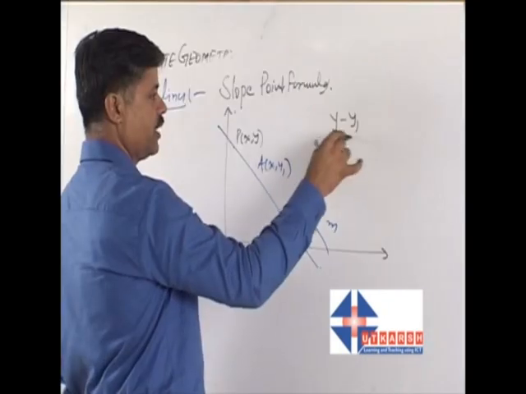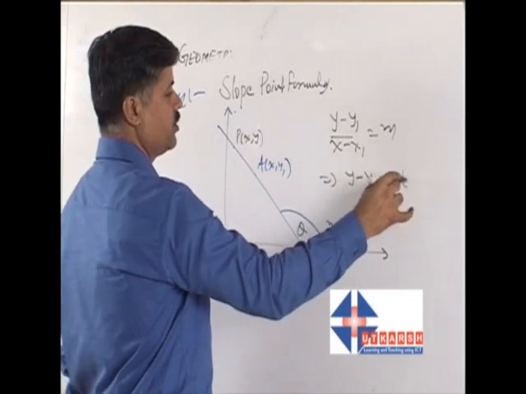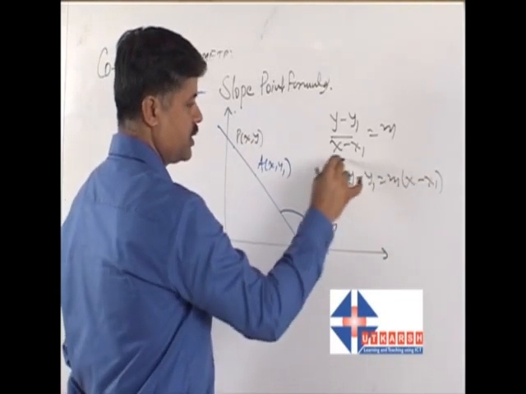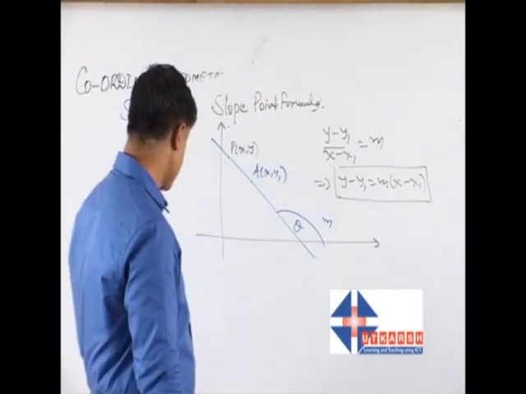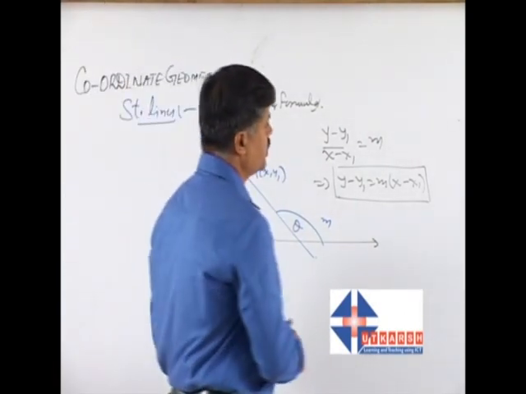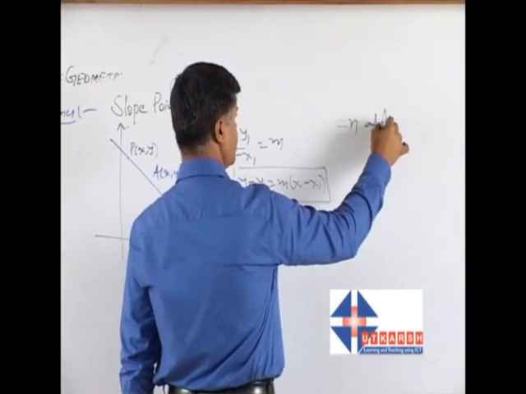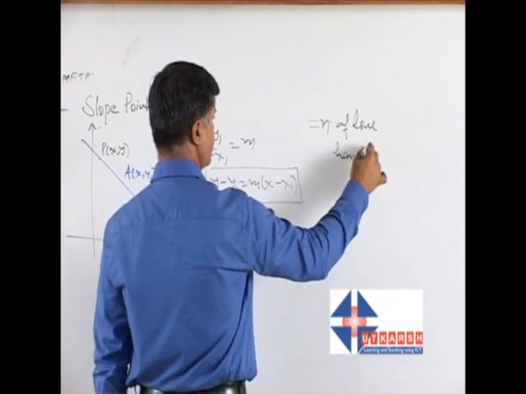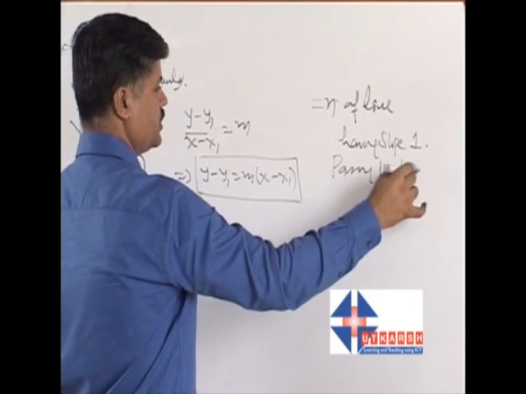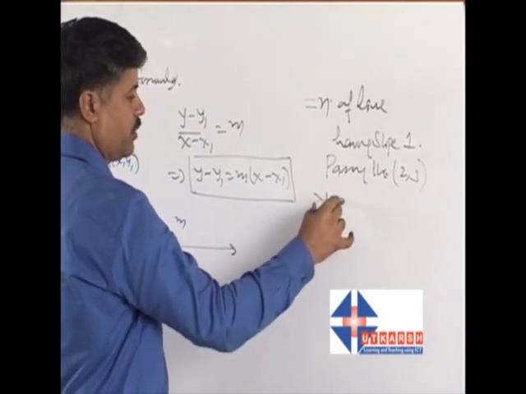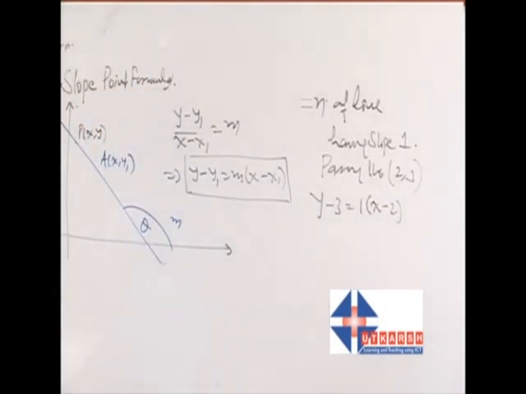Means (y minus y1) upon (x minus x1) is equal to m, means y minus y1 is equal to m into (x minus x1). This is what you call the slope point formula. Okay, very important, basic. Next, now I am giving a counter question on this. Equation of line having slope 1 passing through (2, 3). So the equation will be y minus 3 is equal to 1 into (x minus 2). Simple, just solve it, that will give you the result.